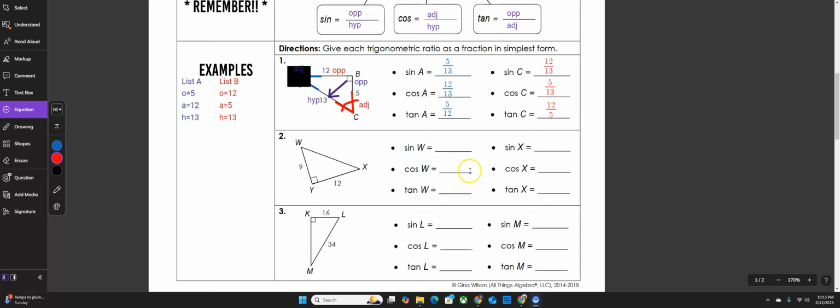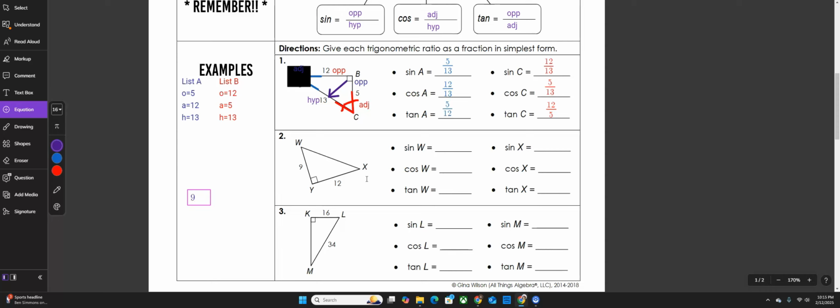All right, now we're going to move on to number 2, triangle WXY. Now you will notice they did not give me my third side here. Now I can tell you this is a Pythagorean triple. It's a 3, 4, 5. We haven't talked much about those. So what I'm going to do right now is solve for the third side.